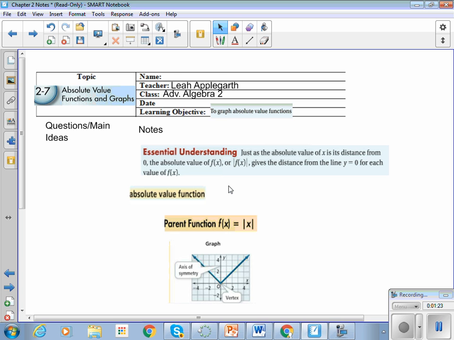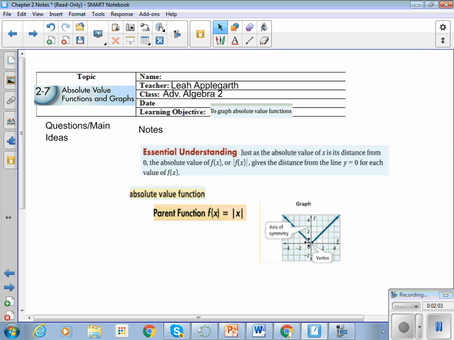Absolute value function, I am not even going to have you write the definition of that down because it is a function where x is in an absolute value. And if you cannot get that from just the title itself, then we might need to do something different in your learning. The parent function of absolute value looks like f of x equals absolute value of x. And I think that's evident when you see this. This is definition enough for absolute value function. So its parent function is just a straight x inside the absolute value.